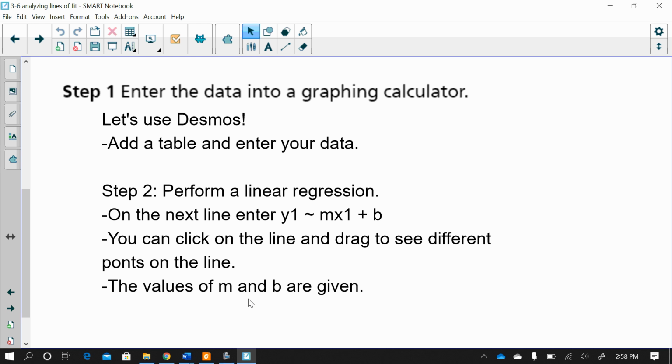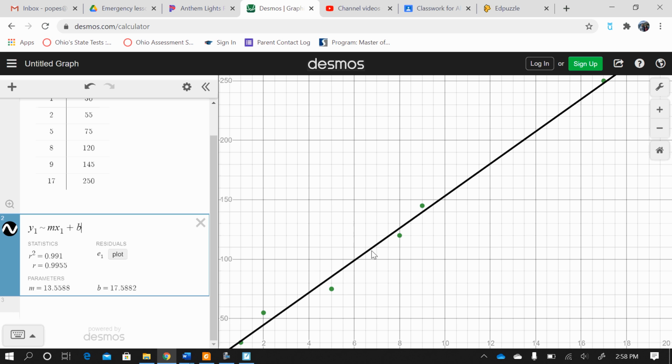Okay, so really cool. Values of m and b are given. We can also click on the line and drag to see different points. So if I click anywhere on the line, notice I can move it and the points change. So, oh, I know exactly what some points on this line are. Okay, so very cool there.